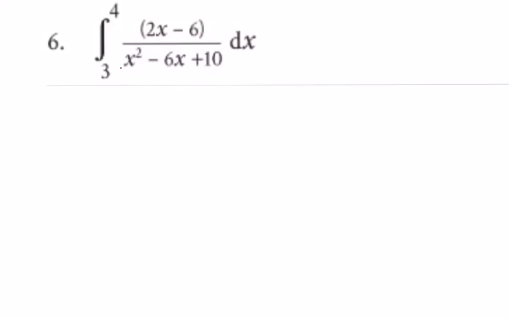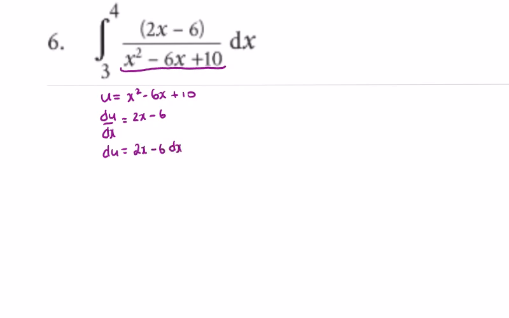Again, it's the bottom identified, differentiate this, we're going to get 2x minus 6. So if u is equal to x squared minus 6x plus 10, du/dx is equal to 2x minus 6. So du is equal to 2x minus 6 dx, which we have on top, 2x minus 6 dx.